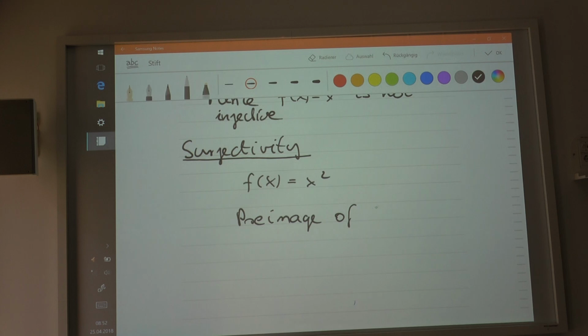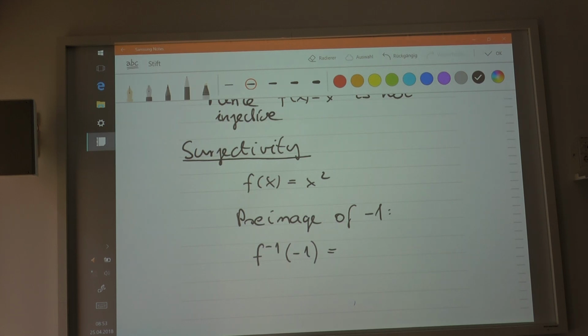So what would be the corresponding argument where the image of the argument would be equal to negative 1? What is the pre-image of negative 1 in this case? What do you think? Is there actually an argument that has an image of negative 1, guys? No, right? So there are none. So the pre-image of negative 1 is empty, or you can say that negative 1 does not have a pre-image.